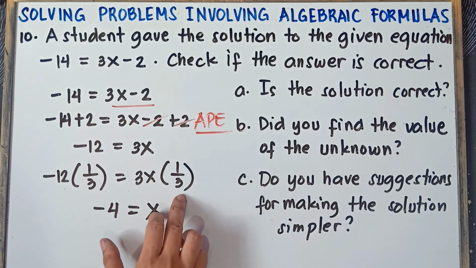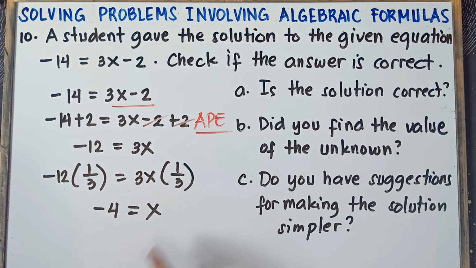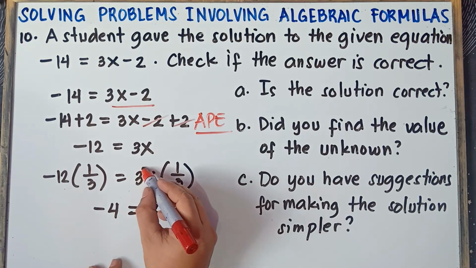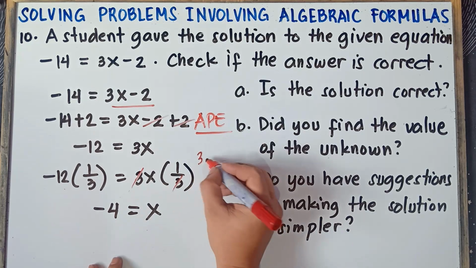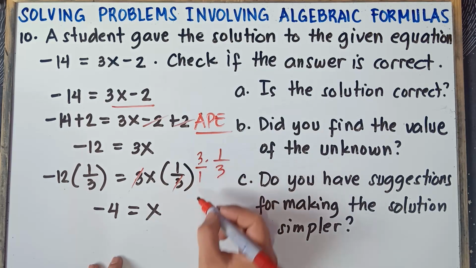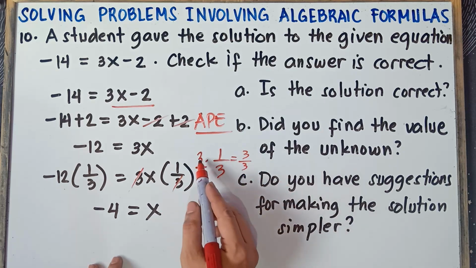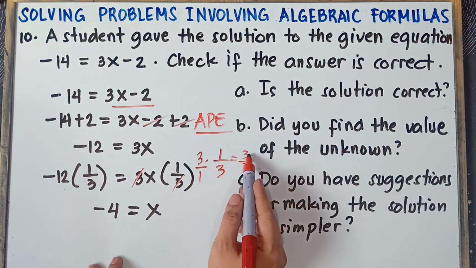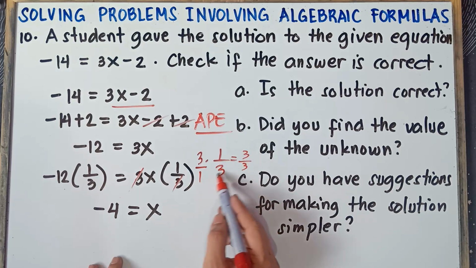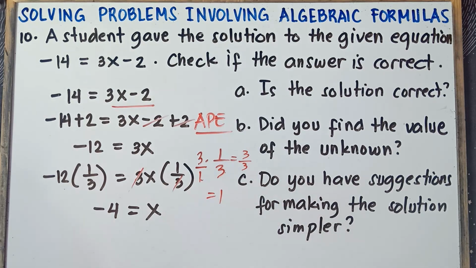So we apply multiplication property of equality. So 3x times 1/3, of course, we can just simply cancel this out. Once again, 3 times 1/3. Understood that there's 1 here. 3 times 1, that would be 3. 1 times 3, that would be 3. Multiply the numerators. 3 times 1, that would be 3. Multiply the denominators. 1 times 3, that would be 3. 3 divided by 3, that would be equal to 1.